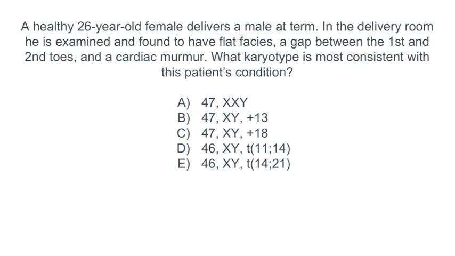Notice that this question has 3 findings that should clue you in on the diagnosis. Flat facies, a gap between the first and second toes, and a cardiac murmur. The murmur is nonspecific and the facial abnormality can be difficult to remember, but the gap between the first and second toes is unique to Down syndrome and hopefully easier to remember. From the possible choices, it may appear that Down syndrome is not a possibility, but if you look closely, you can see that a Robertsonian translocation between chromosomes 14 and 21 could cause Down syndrome. Therefore, the answer is E.